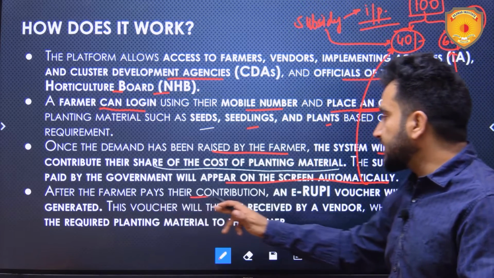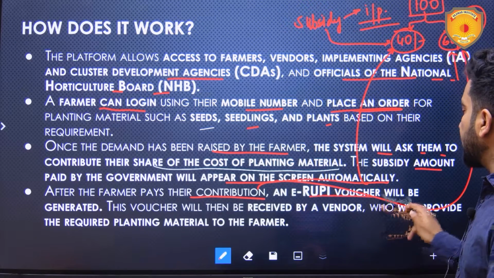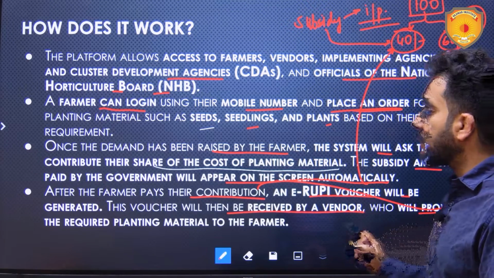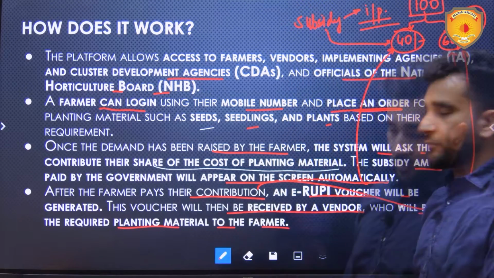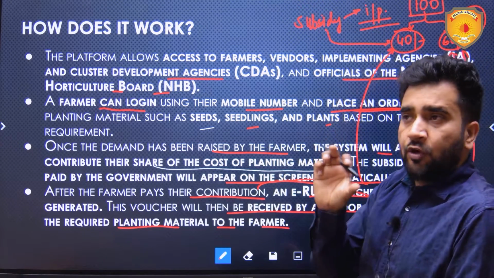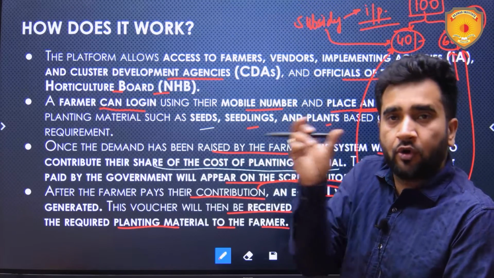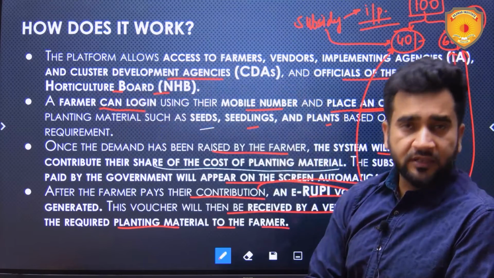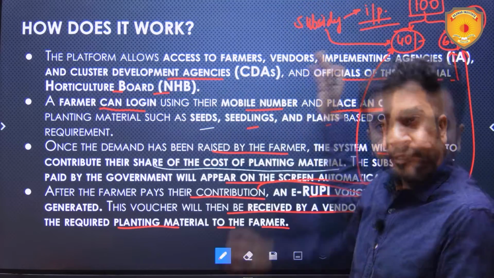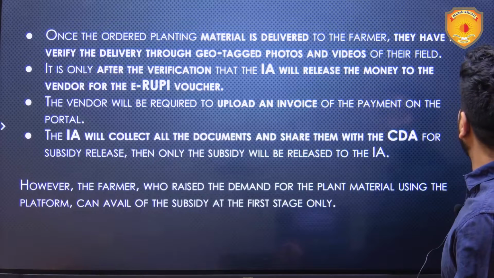After the farmer pays their contribution, meaning 60 rupees, an e-rupee voucher will be generated. The voucher will then be received by a vendor who will provide the required planting material to the farmer. So once the farmer has paid 60 rupees, a total e-rupee voucher of 100 rupees will be generated. This voucher will be in the form of a QR code or an SMS. This voucher will go to the seller, the person who is going to provide this farmer with all these agricultural inputs. Once ordered, the planting material is delivered to the farmer.